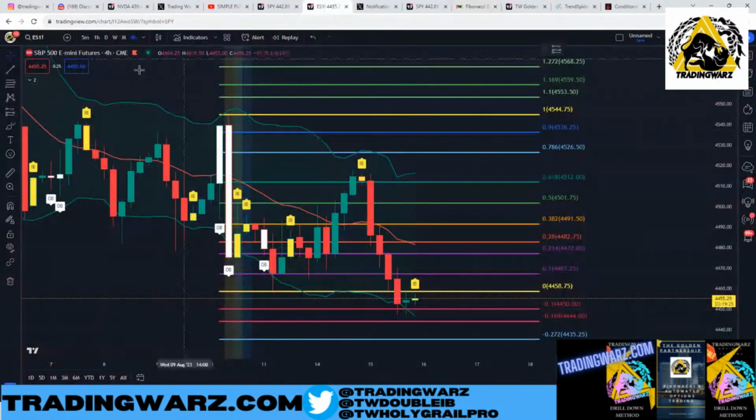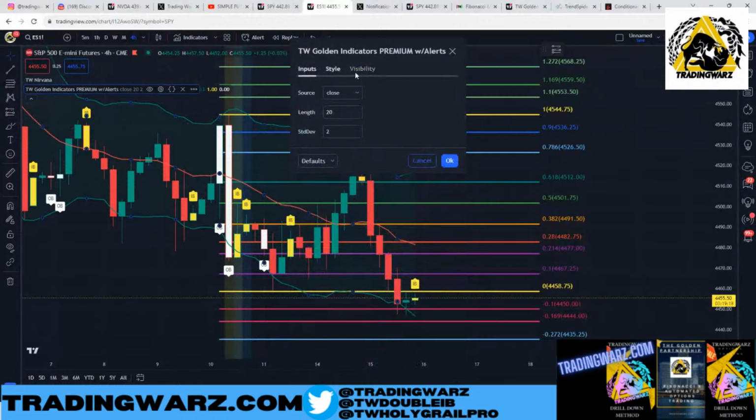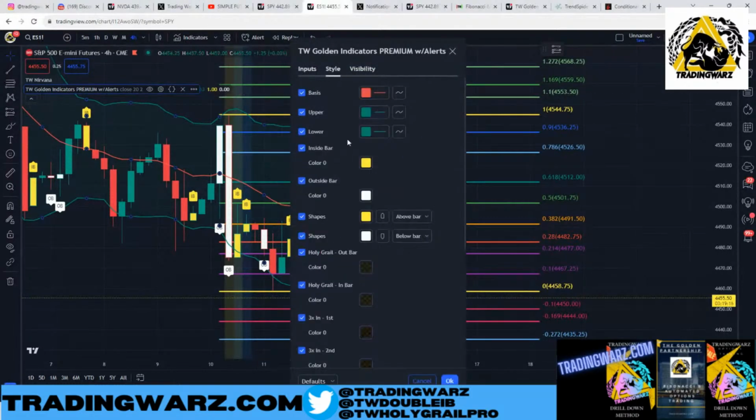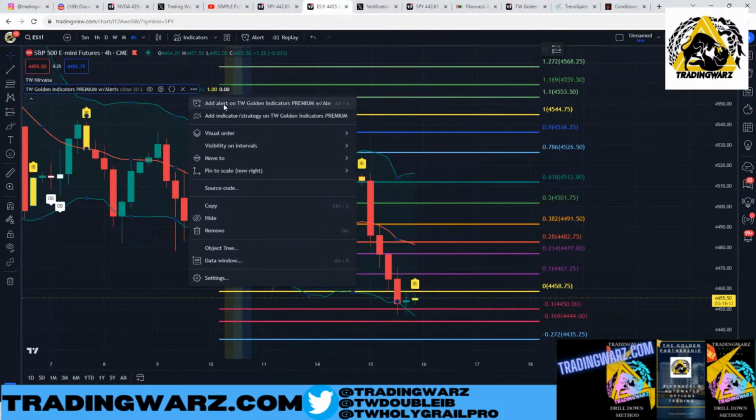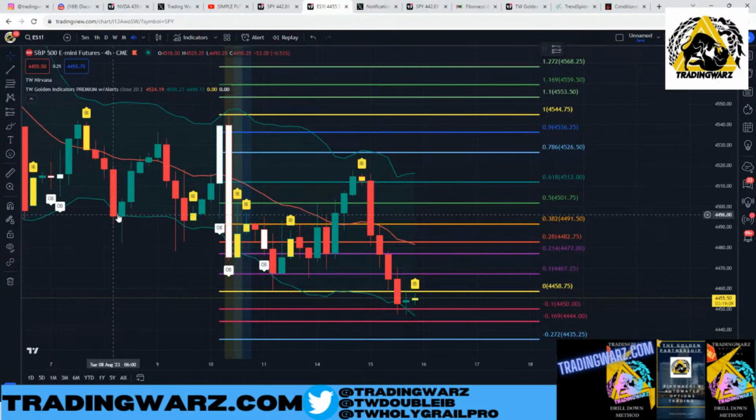So here's my indicator right here. You can turn the alerts on. You can change the colors, and then you can go here and add an alert, and you can send it to your phone, your email, whatever you want to do. So if you get the book, guys, you get that for life. I didn't want to charge a monthly fee for an indicator like other people do. I don't think that makes sense.